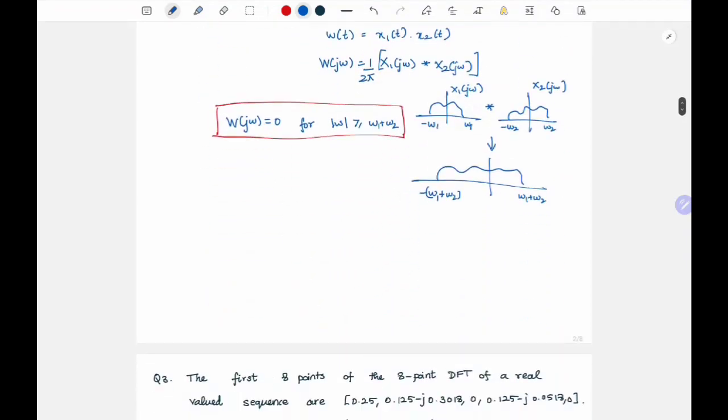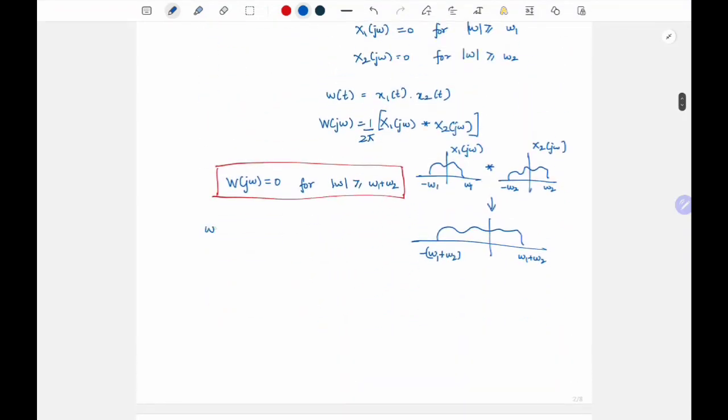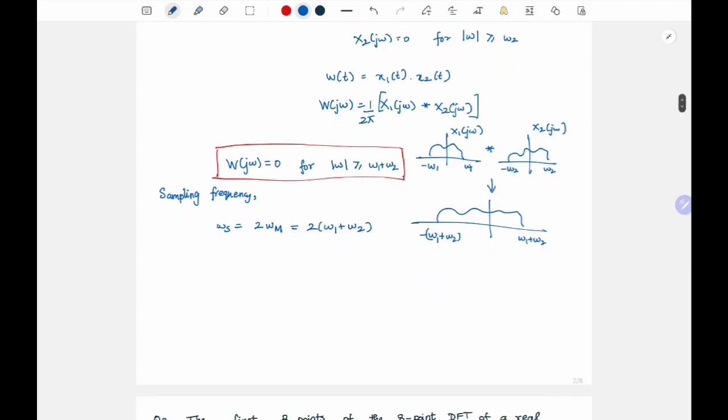sampling frequency? We used to call it omega s, right? So omega s is nothing but, it should be 2 times omega m, and here omega m is omega 1 plus omega 2, right?